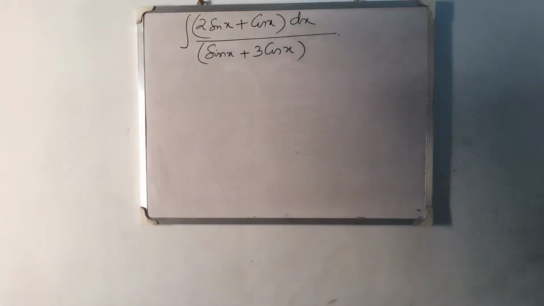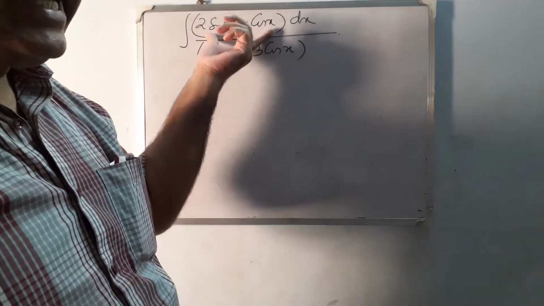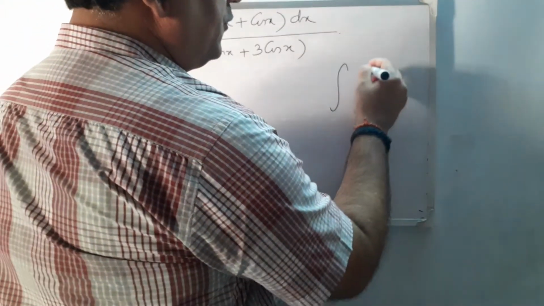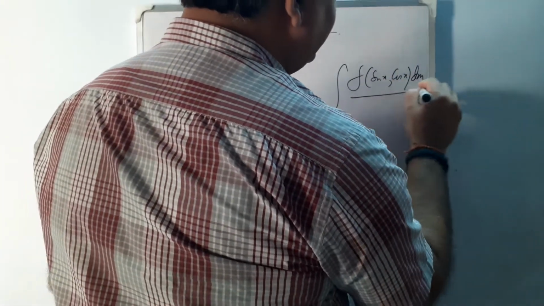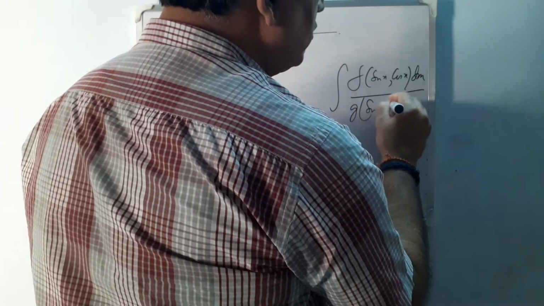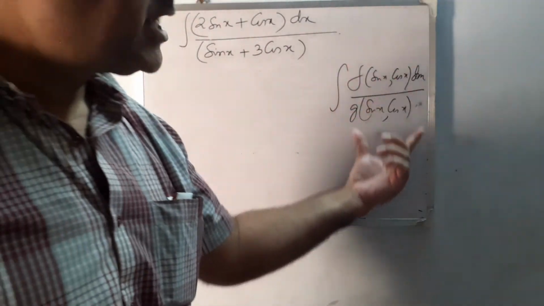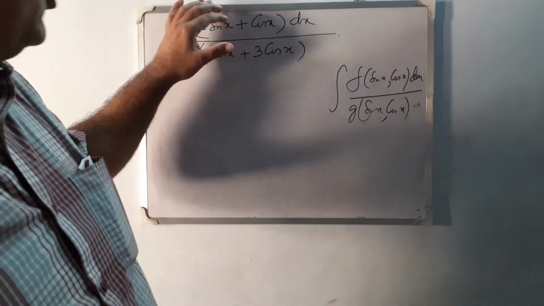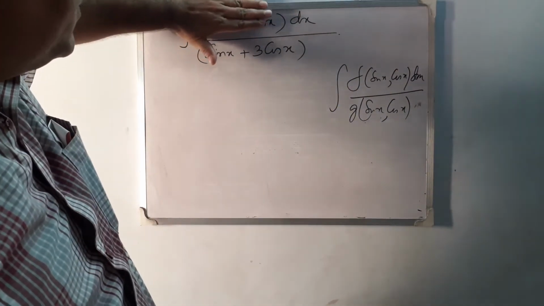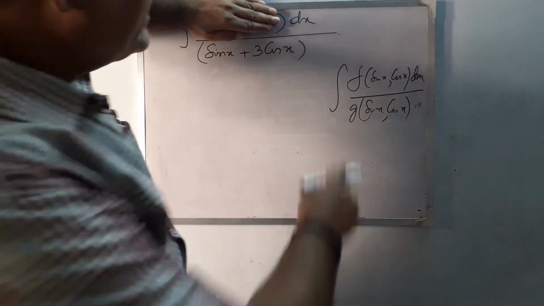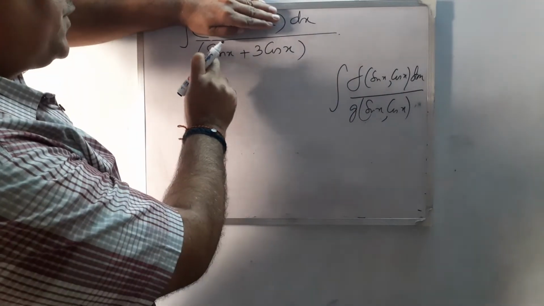Remember boys, if you are getting an integral which is a function of sine x as well as cos x, dx divided by some function of sine x and cos x, then to solve such type of integrals, where in numerator we have sine and cos, and in denominator also we have sine and cos. If we have in numerator simply dx and in denominator we have sine and cos, then what to do? In that case we have to convert it in terms of tan.